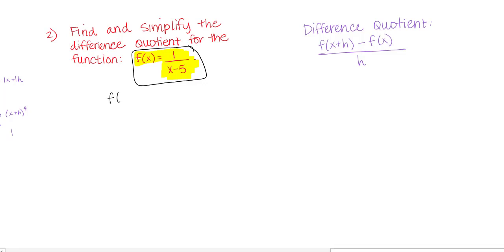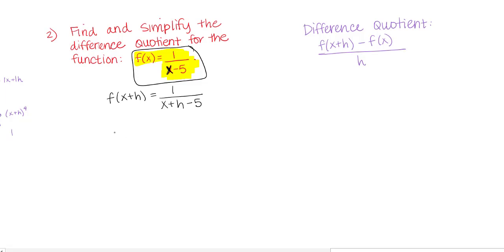Well, f of x plus h means instead of the x, you're substituting in x plus h. So it'll be 1 over, and in place of this x, I'm going to put x plus h. It's still in the denominator, so now I just have 3 terms in my denominator instead of 2, but there's really no simplifying or anything else I can do with that. Can't combine any like terms. That's pretty much it. So I'll go to my difference quotient formula.